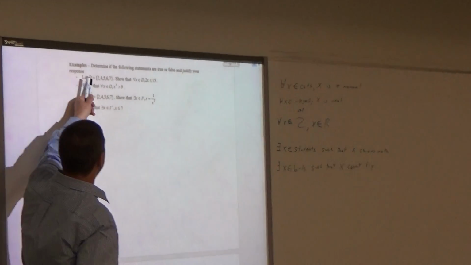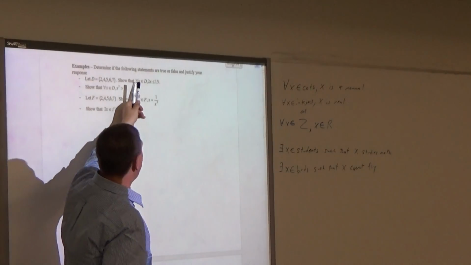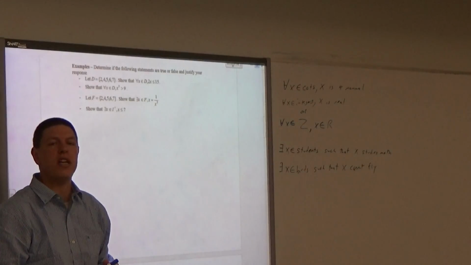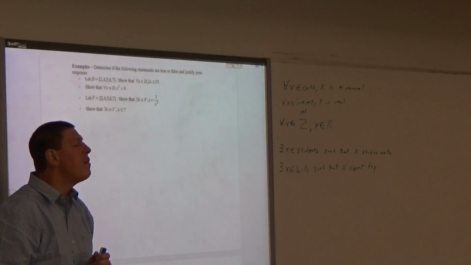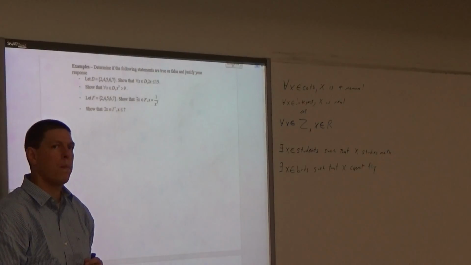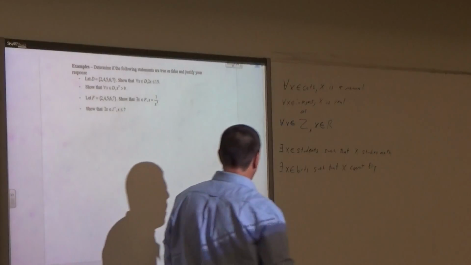So, let's say the domain D is equal to {2, 4, 5, 6, 7}. I want to show that for all x in D, 2x is less than or equal to 15. Okay? How do we verify that, or how do we disprove that? You have to do the math on everywhere? Just stick them in, right? So let's just evaluate. Okay?